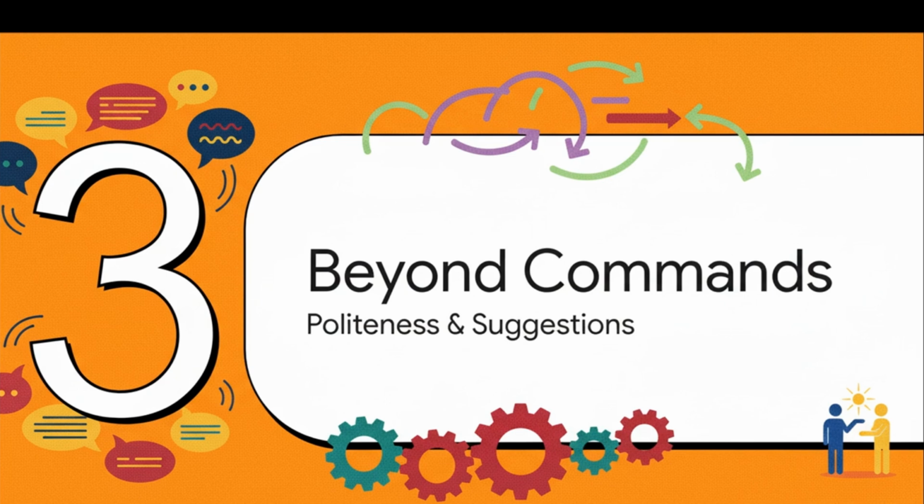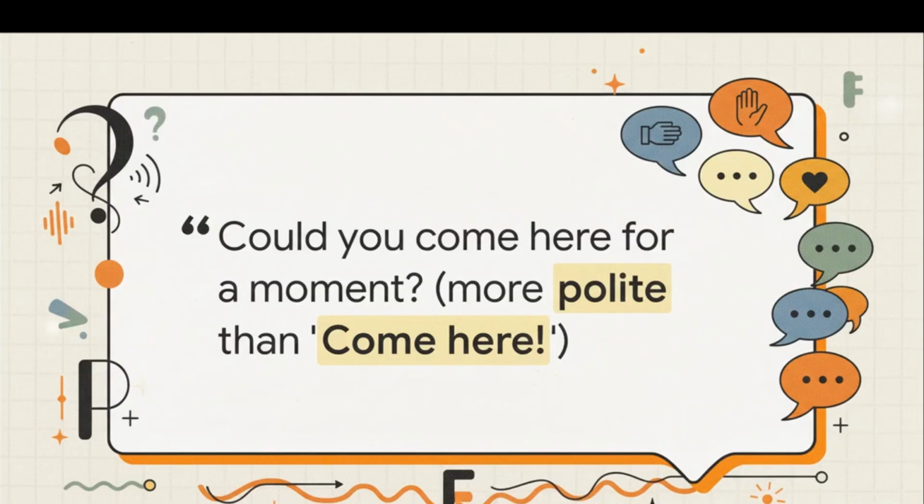Now, just because imperatives are direct doesn't mean they have to be rude, right? So let's get into how you can soften your commands to be more polite, and also how you can include yourself in a suggestion. This is how you turn an order into a real collaborative idea. You know, tone really is everything. A direct command, like come here, can sound a little harsh depending on the situation, but you can easily make it way more polite just by adding words like please, as in please sit down.